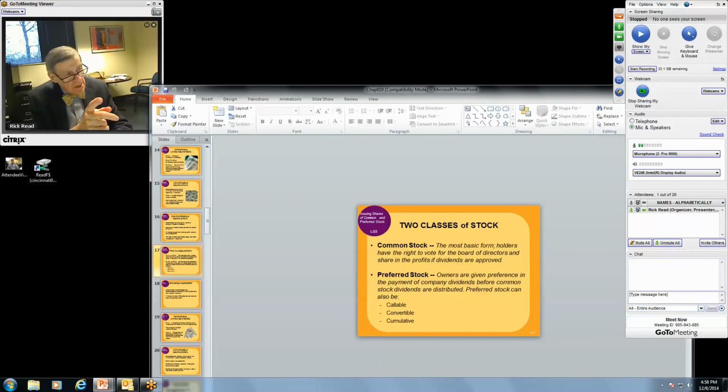The preferred stockholder gets first dibs on dividends, and they can get those before any of it is distributed to the common stockholders. And notice here they can be callable, convertible, and cumulative. Those same rights are not offered to common stockholders. It does not happen.